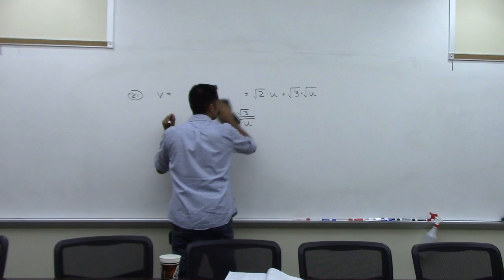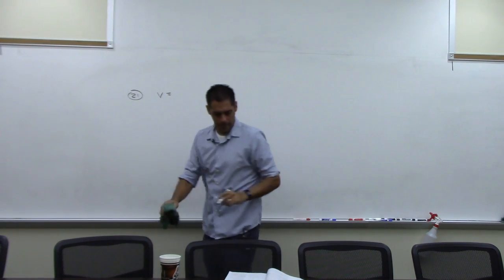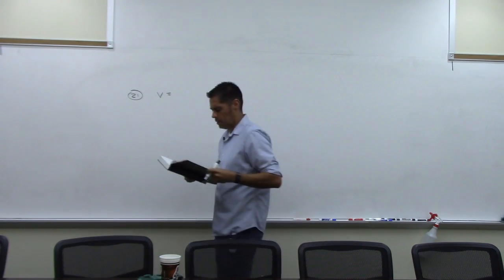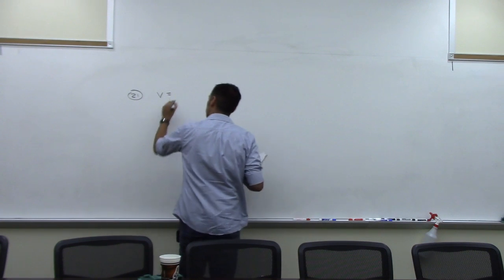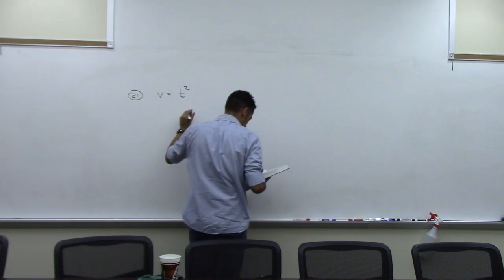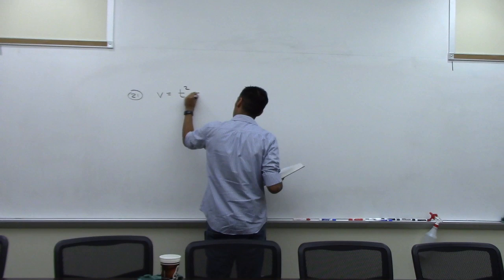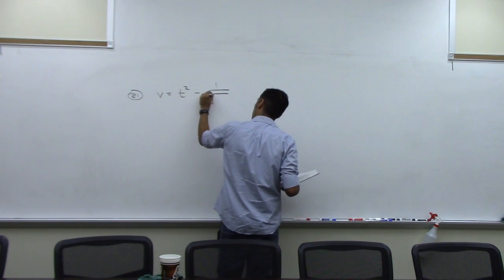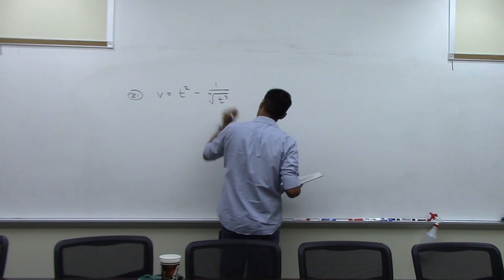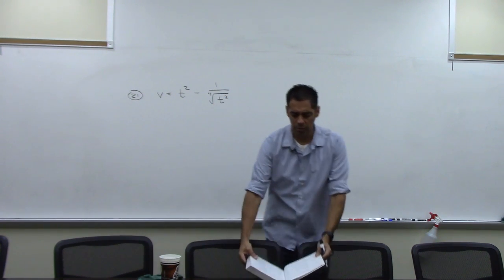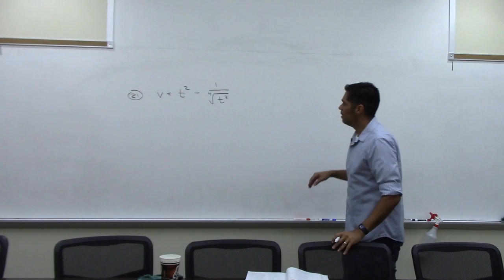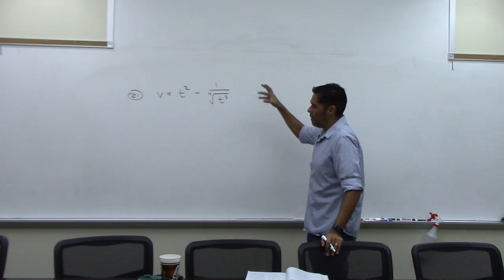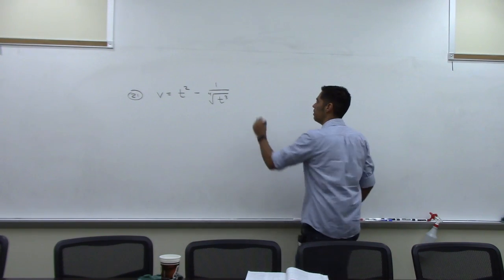V equals t squared minus 1 over the 4th root of t cubed. So I do have 2 terms, all right? That's nice. But I'd like them all to be like t to a power. So I'm going to just convert this one over first.